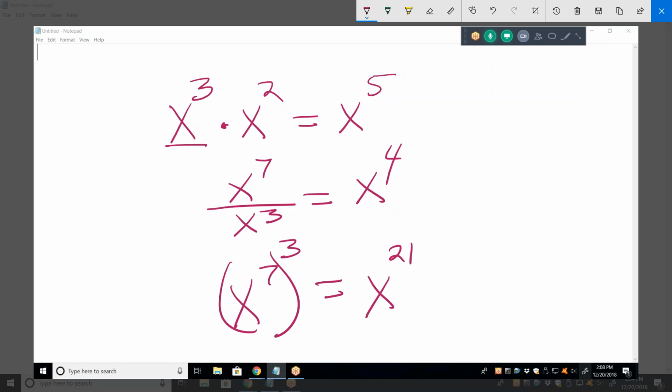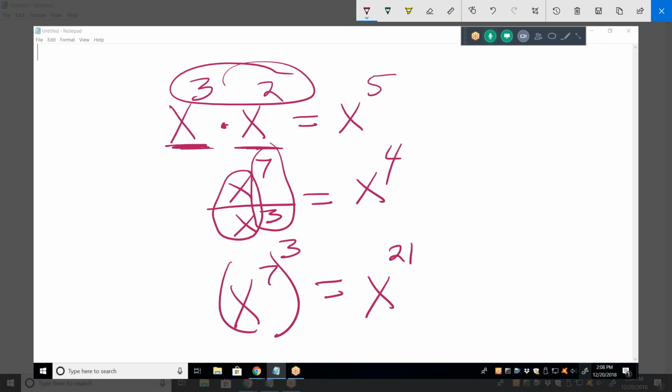Notice when you are multiplying, you are adding. When you are dividing, you are subtracting. And when you are double exponentiating, you are multiplying. It's the only 3 rules you need for exponents. But the base has to be the same.